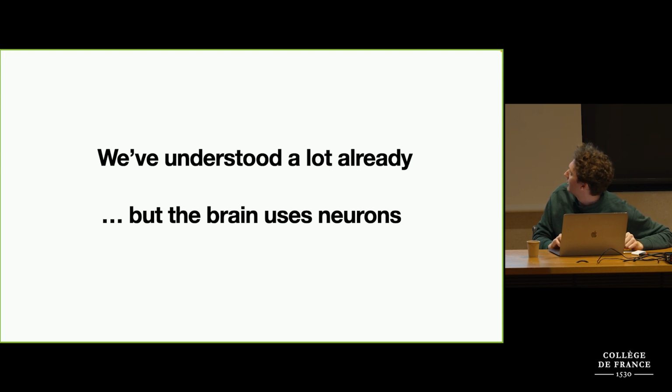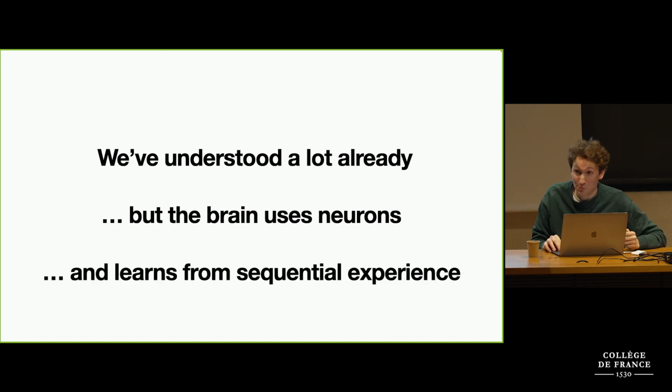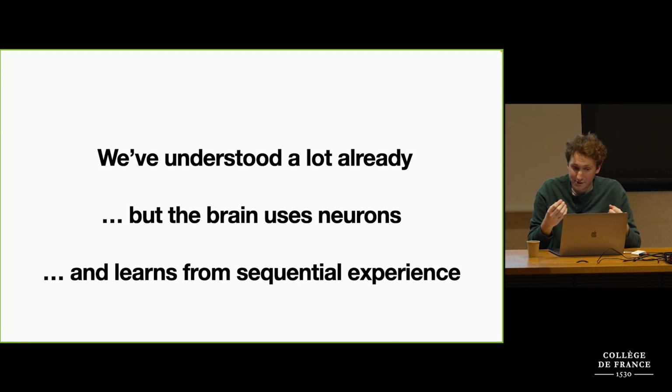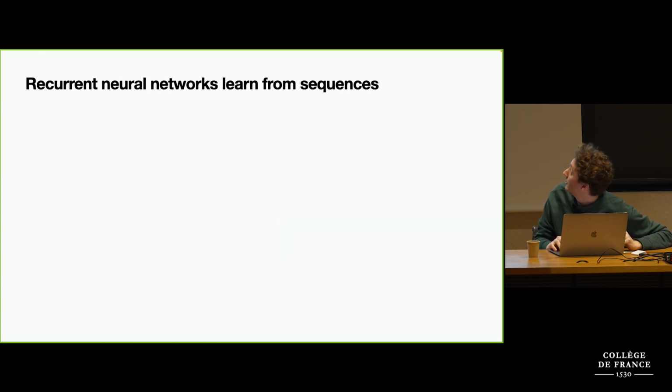However, there's a few things that don't quite apply to the brain from this model. The brain really uses neurons, and it learns from sequential experience. It doesn't just have some random graph, it has to really learn these things somehow. And so that's what we'll try to come on to now. How does the brain go about learning these maps? And how does it learn it from sequences?